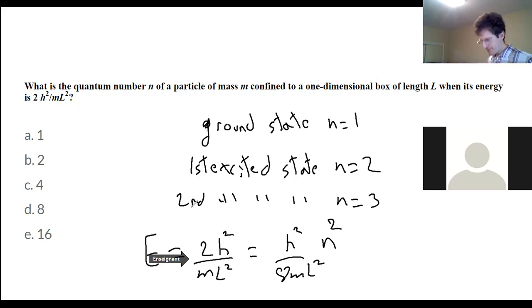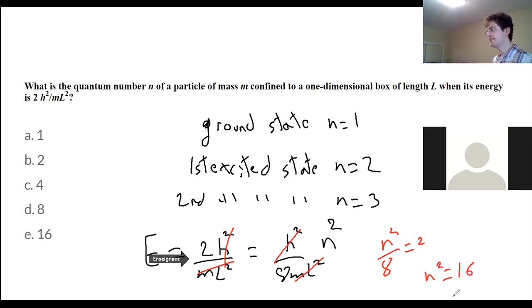It must mean that all the constants here don't really matter. It just comes down to the fact that we somehow went from having n squared over 8 to having 2 on one side. So clearly we need to do some math to isolate n. So n squared must be, multiply 8 by both sides, we get 16. Take the square root of that, n was 4. So we were in the third excited state, which gave us the energy that we got. Cool.